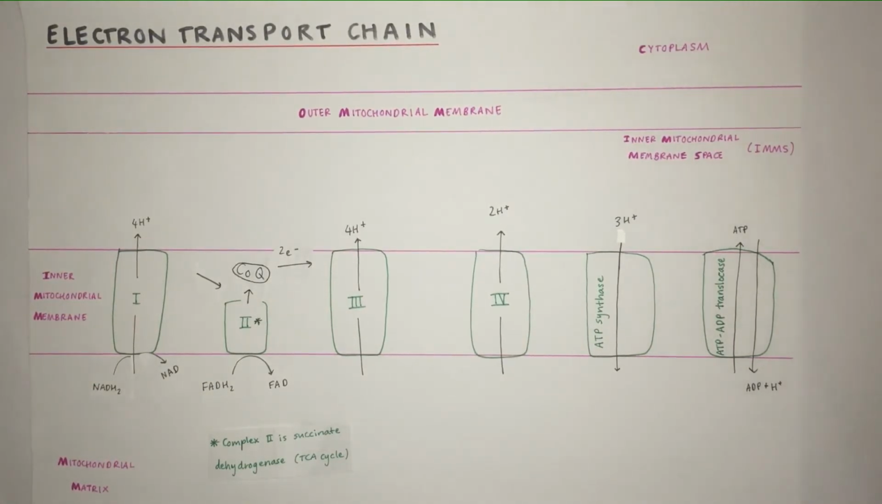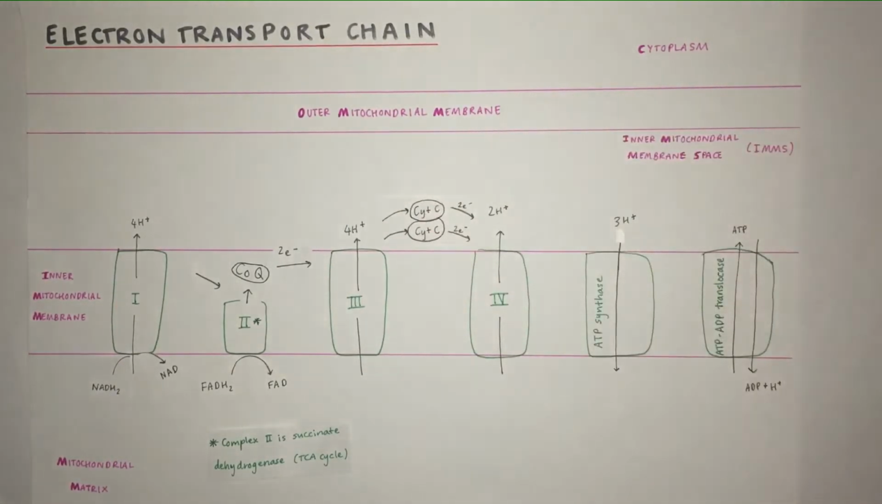Next up, we have complex 3. So cytochrome C, that's the correct name. Cytochrome C, there's 2 of them in this case, and so complex 3 pumps out 4 hydrogen ions and also is aided by cytochrome C to transfer 2 electrons to complex 4. And there's 2 cytochrome Cs, which both transfer 2 electrons each. You don't have to know the full name of cytochrome C, you can just abbreviate it as cyt-C, but just something to note.